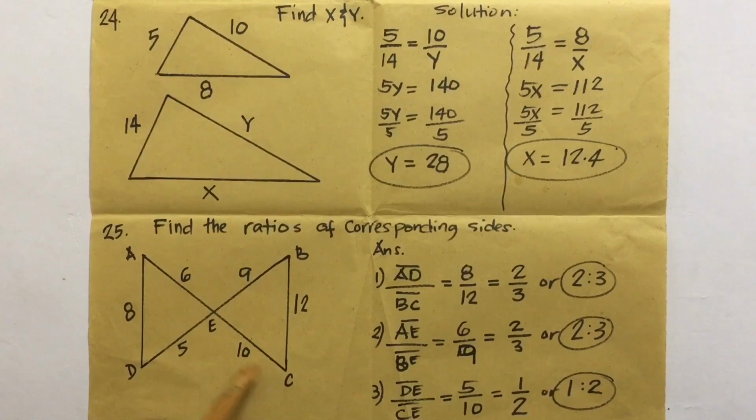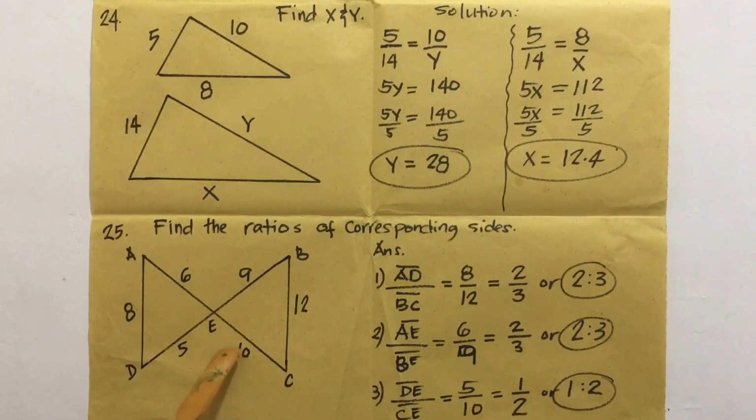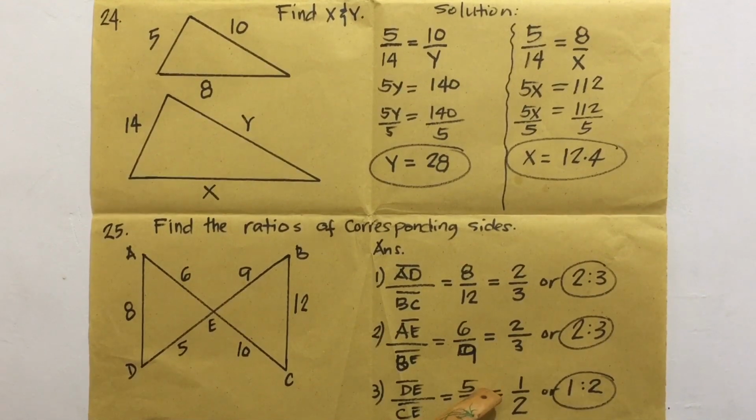Next, number 3, we have segment DA, this portion, and segment CE. The value for DA is 5 and the value for CE is 10. And we are going to reduce the fraction, dividing by 5. 5 divided by 5 equals 1, 10 divided by 5 equals 2, or 1 is to 2.